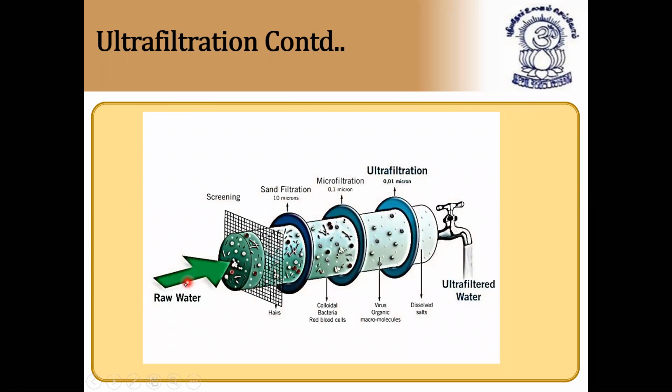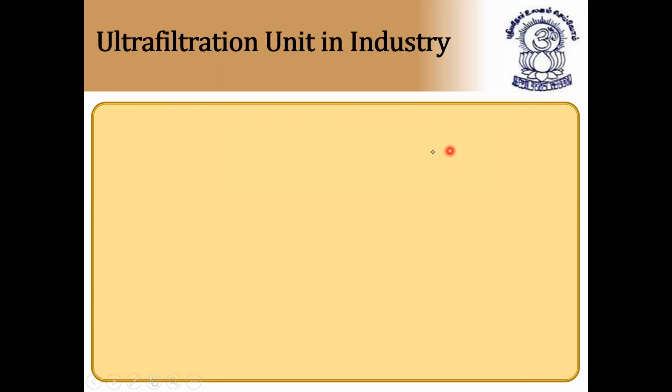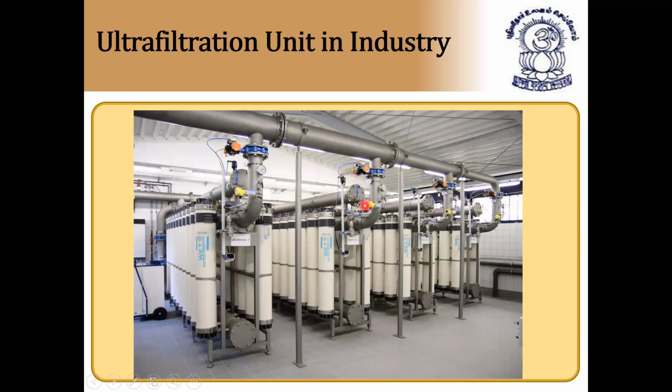This is the ultrafiltration diagram. Raw water goes through screening, sand filtration, microfiltration at 0.01 micron, and then ultrafiltration, which means more purification. Finally, dissolved salts will be left over, and the ultrafiltered water comes out like this. This is the method of ultrafiltration, three stages of filtration of water, removing bacteria, organic macromolecules, colloids, red blood cells, and then dissolved salts. I hope it is clear. Next, this is the ultrafiltration unit in industry, so we can get ultrafiltered water.